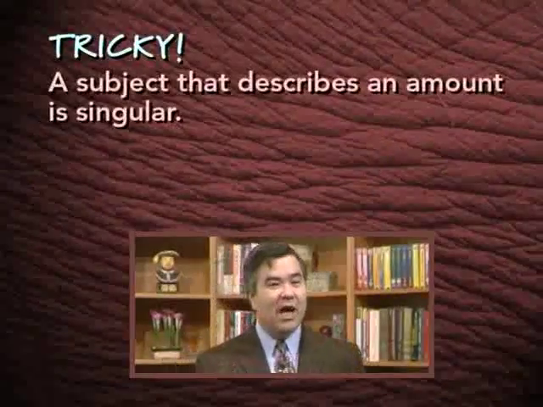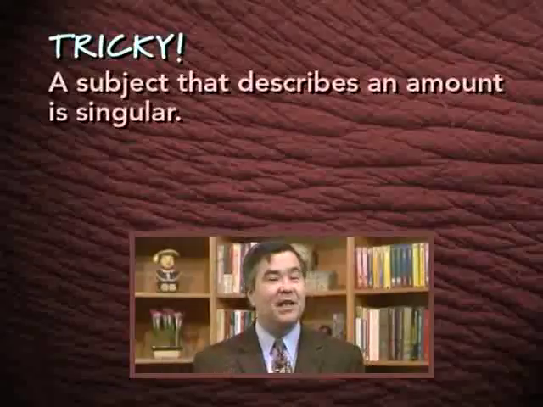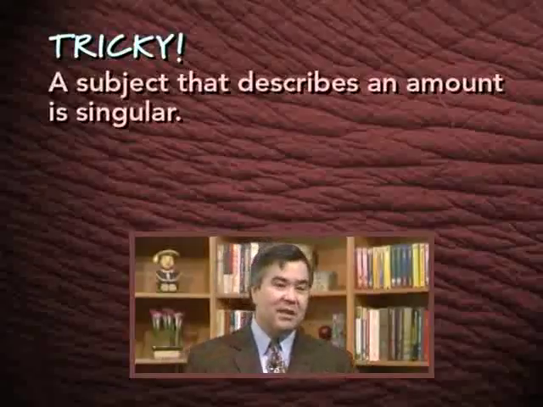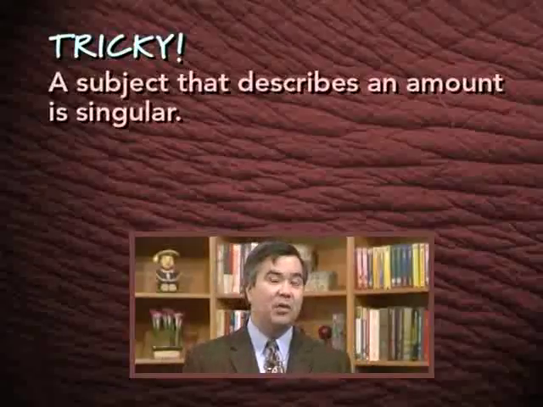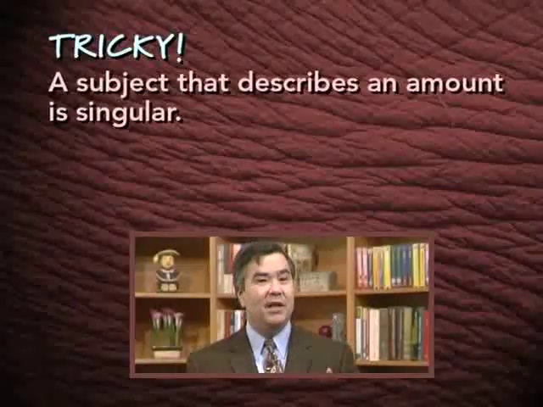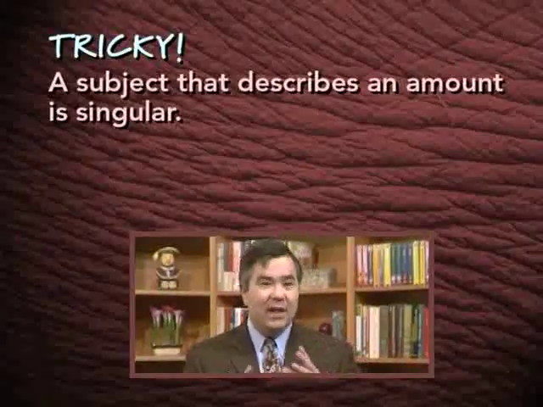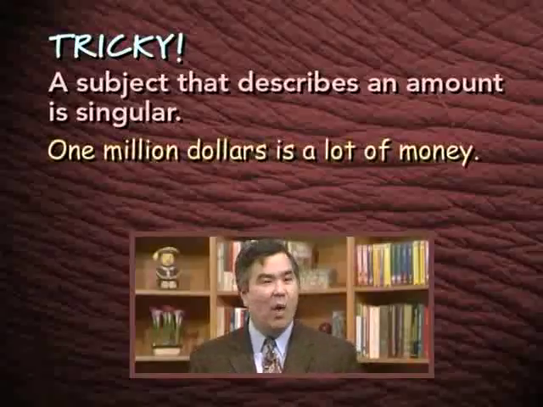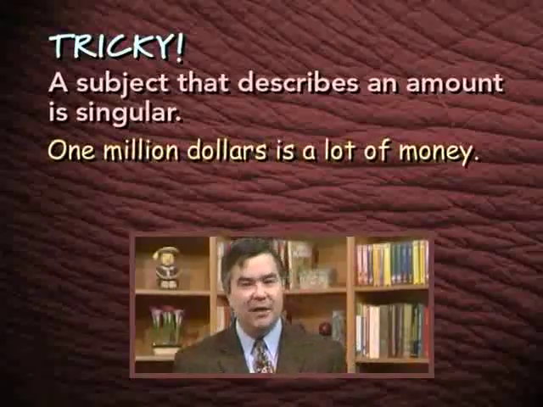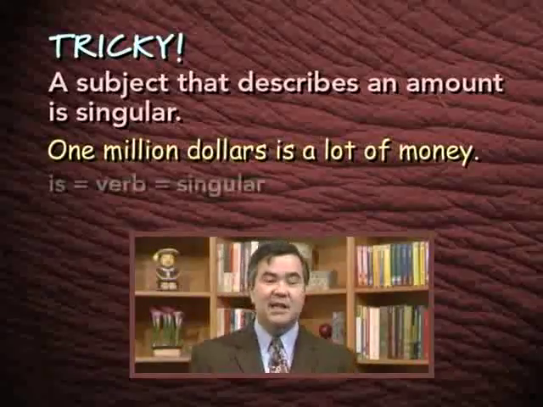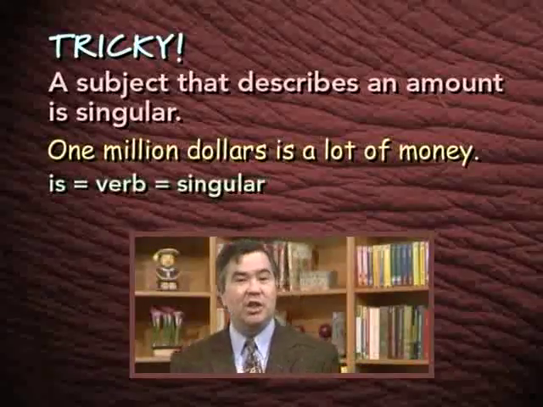Here's another tricky situation for subject-verb agreement. A subject that describes an amount is singular. Sometimes the subject of a verb appears to be plural, and yet when you think about it, it's describing an amount which is really one thing. Here's an example. $1 million is a lot of money. In this case, the verb is, which is singular.